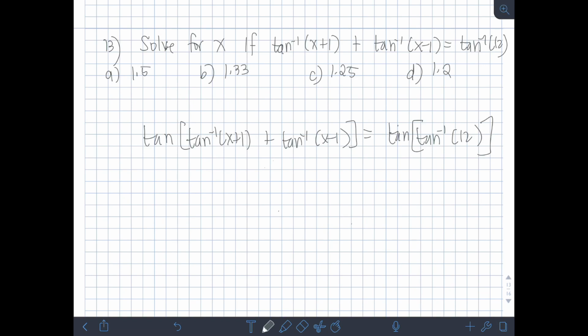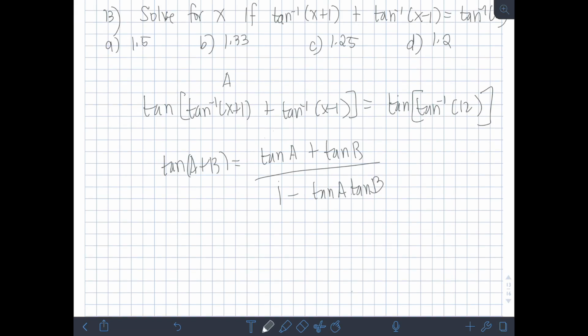And then, apply yung concept na pag hinanap natin yung tangent ng arctan ng isang expression, equal yon sa expression na yon. Pero, apply muna natin dito yung identity, sum identity for tangent. So, di ba yung tangent of A plus B equal saan? Tan A plus tan B over 1 minus tan A times tan B. So, parang yung A natin ay itong arctan of x plus 1, tapos yung B natin ay itong arctan of x minus 1. So, itong right side, equal agad to automatic sa 12.